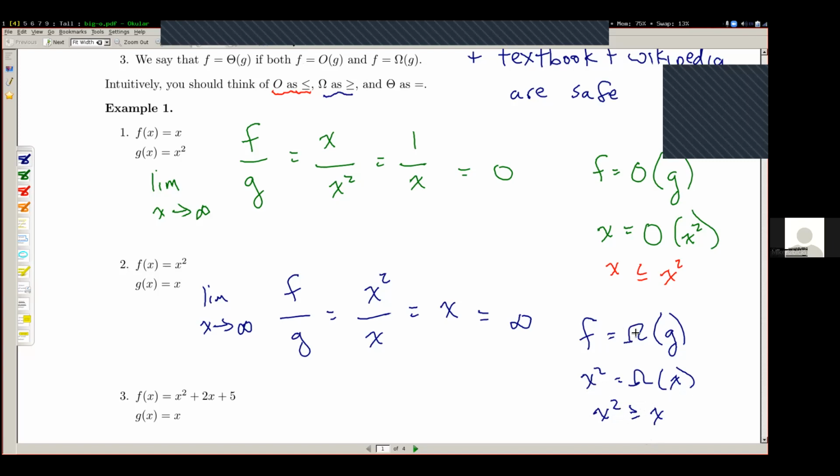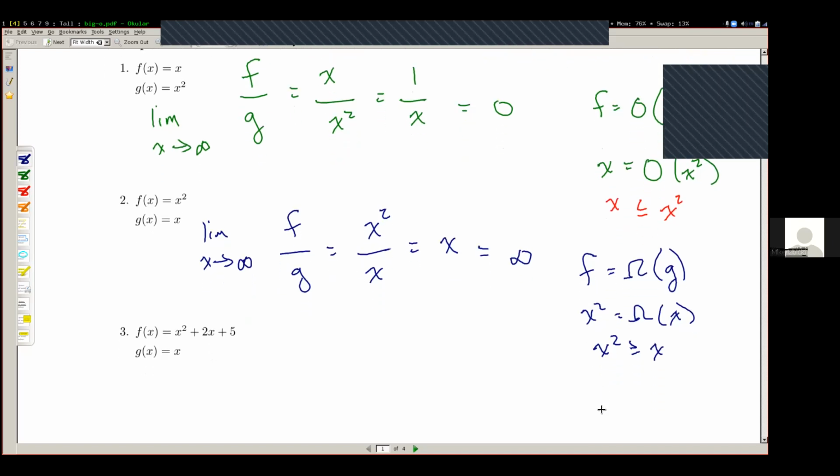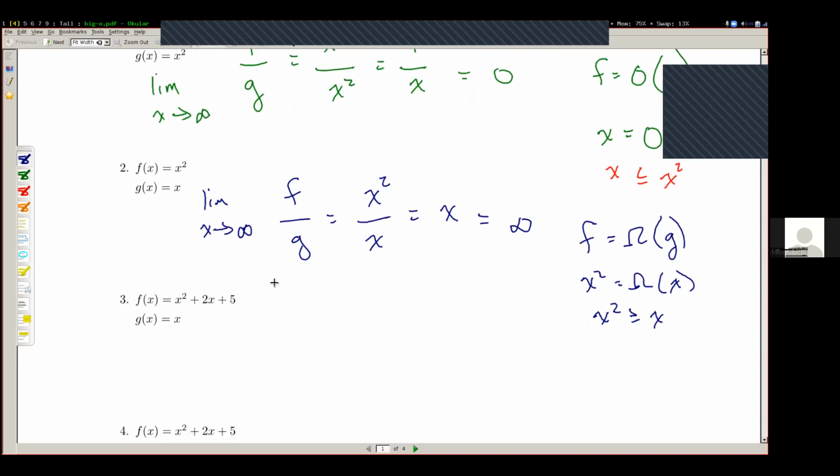So the intuition behind the omega and the O is that for very, very large values, we're able to think of the thing on the left as less than or equal to the thing on the right, or the thing on the right as less than or equal to the thing on the left. So it's just like a more general version of less than or equal to and greater than or equal to. The more general version becomes useful when we start getting more complicated formulas. So here, getting a little bit more complicated.